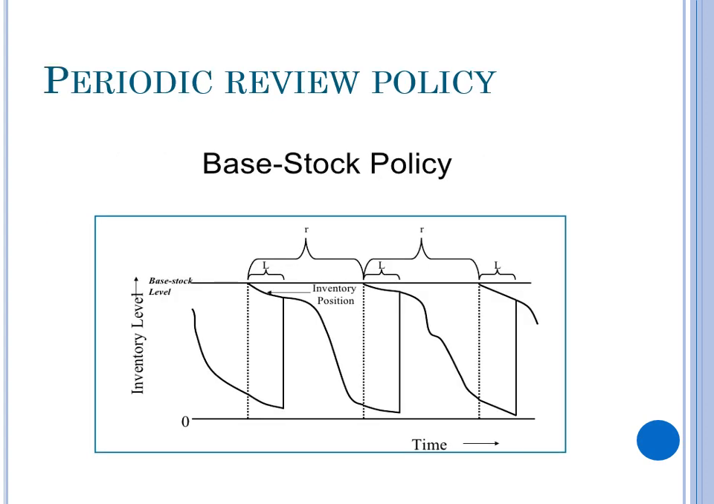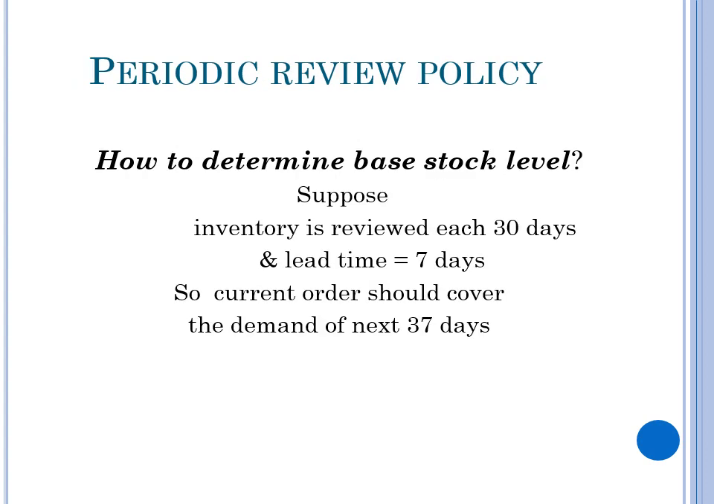When inventory is reviewed weekly or monthly, the policy is characterized by base stock level. Base stock level is the target inventory level, and after each review, an order is placed such that inventory is raised to the base stock level. So how to determine the base stock level? Suppose inventory is reviewed every 30 days and lead time is 7 days. So the current order should cover the demand of the next 37 days, as the next order will arrive after 37 days.